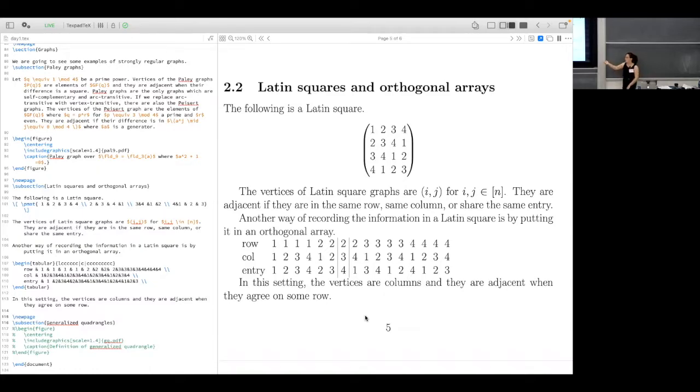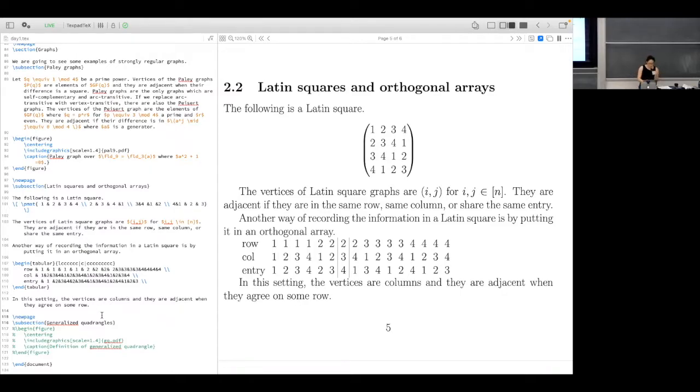So for these things, it will be n squared vertices, and every vertex will have 3 times k, 3 times n minus 1 neighbors, and so on. But it does not depend on the specific orthogonal array. So this is one way to generate many strongly regular graphs which cannot be distinguished by the eigenvalues of their adjacency matrix, which is why people want to associate other matrices which do distinguish them.